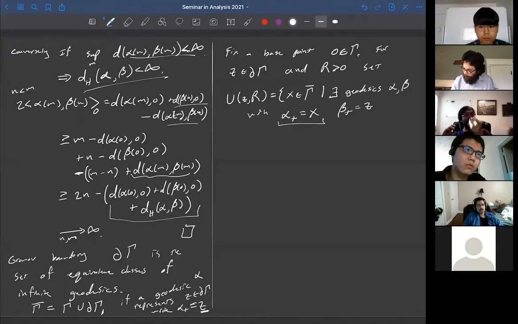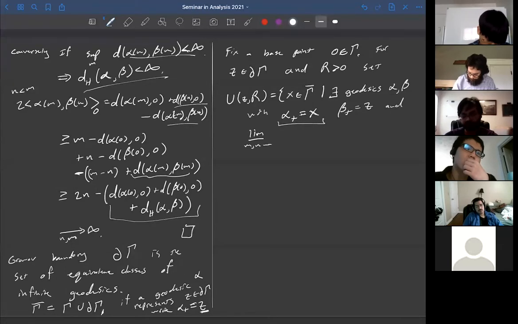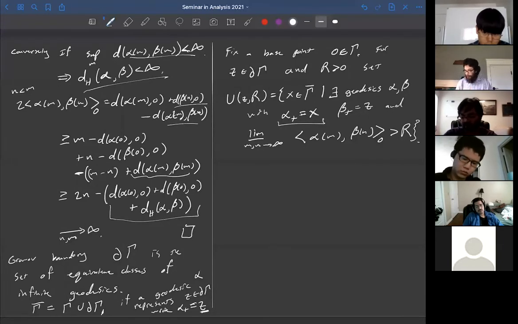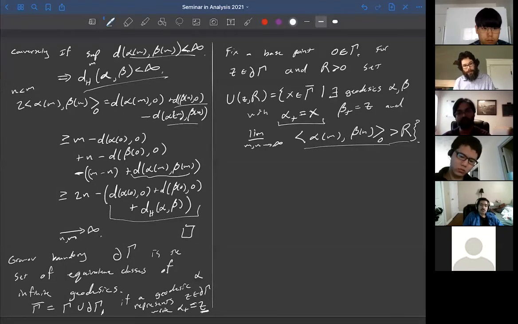So there exist geodesics alpha and beta with alpha tending to x, beta tending to z, and the limit as m and n tend to infinity of the Gromov product of alpha m, beta n should be greater than r. We saw that if they're equivalent, the Gromov product tends to infinity. So if the Gromov product is very large, it says that these geodesics point in nearly the same direction, or take a long time to diverge. This is roughly the idea.